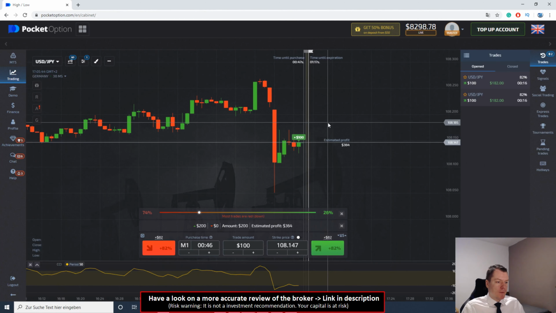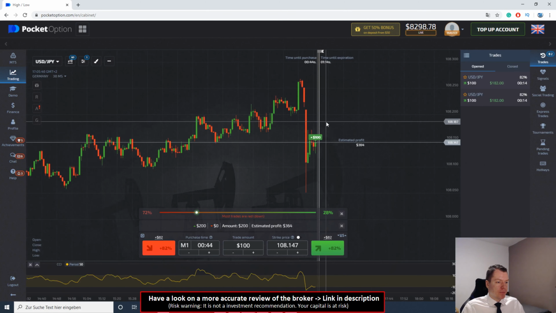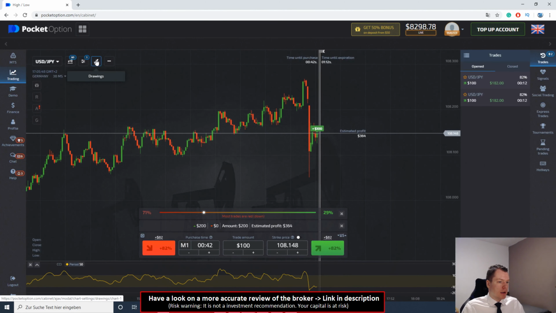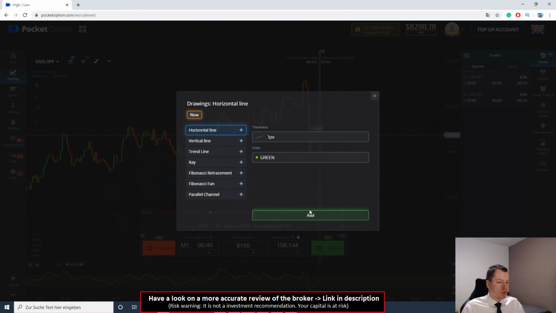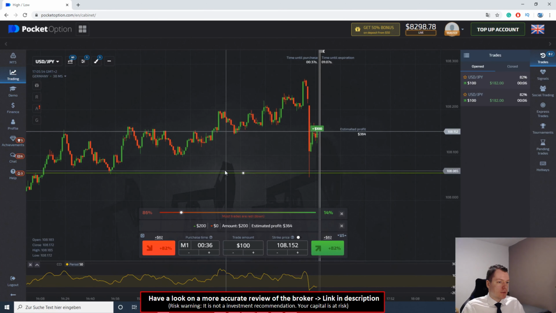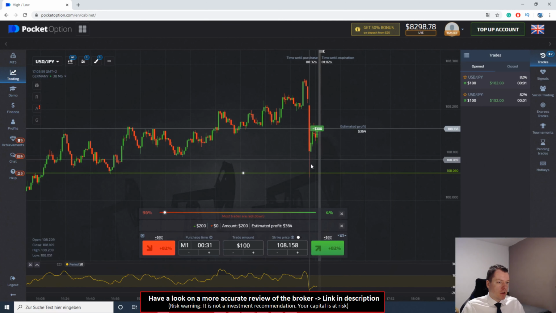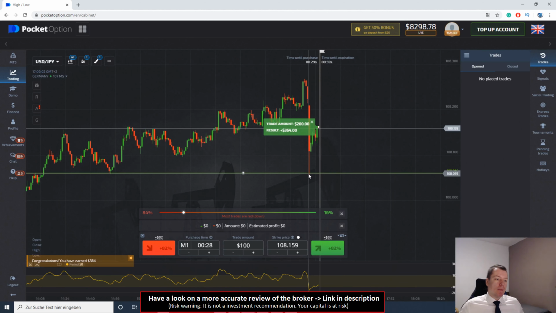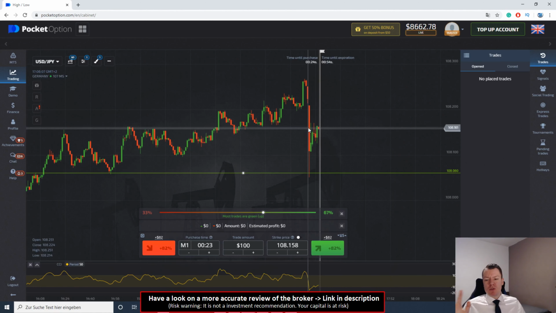Maybe I will draw it for you. Here is support. Where the market comes down, it makes this big candle, and we are in the win. That's how I do it. I only use support and resistance in the chart combined.